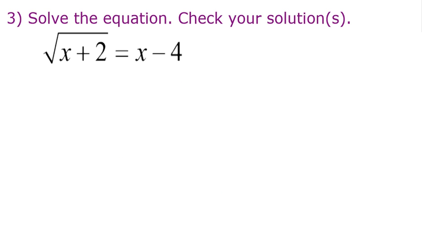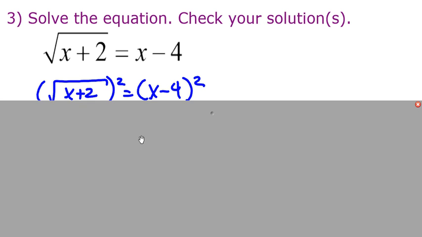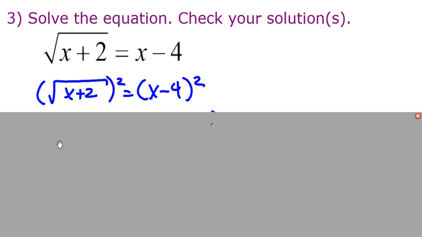Let's try one more here. We want to solve our equation. We have the square root of the quantity x plus 2 equals x minus 4. And again, to undo your radical, we need to square each side of the equation because it's the 1/2 power, making it a 1. So on the left-hand side, this would just be x plus 2.